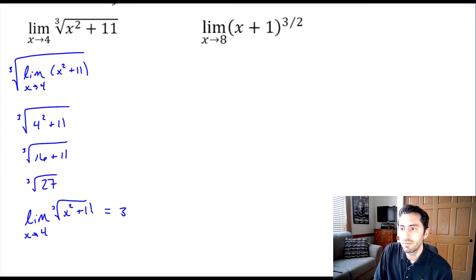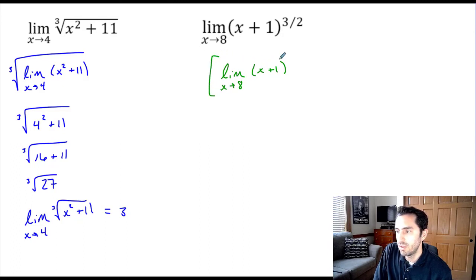So our second limit, the limit as x approaches 8 of x plus 1 to the 3/2 power. So this is that rational exponent I was talking about. Again, that property says that this is equivalent to the limit as x approaches 8 of just the x plus 1, and then this whole limit is raised to the 3/2 power. So now just on the inside, this is a much simpler limit to look at. Again, this is a linear function.